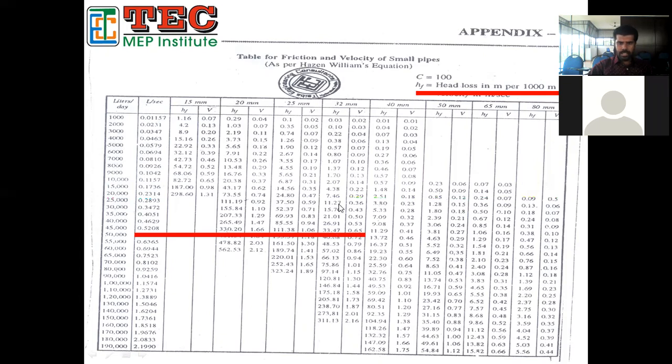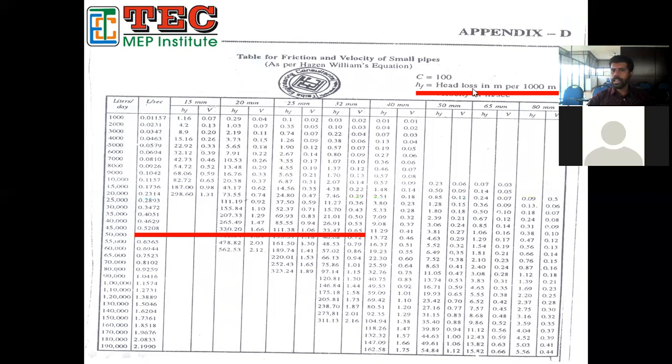We want only this HF, right? We want only this HF, 33.47. So in order to find HF, this 33.47 is for 1000 meter only. Head loss in meter per 1000 meter. So what we have to do? HF, what is our length? Our length is how much? 0.61. You will make it 0.61.